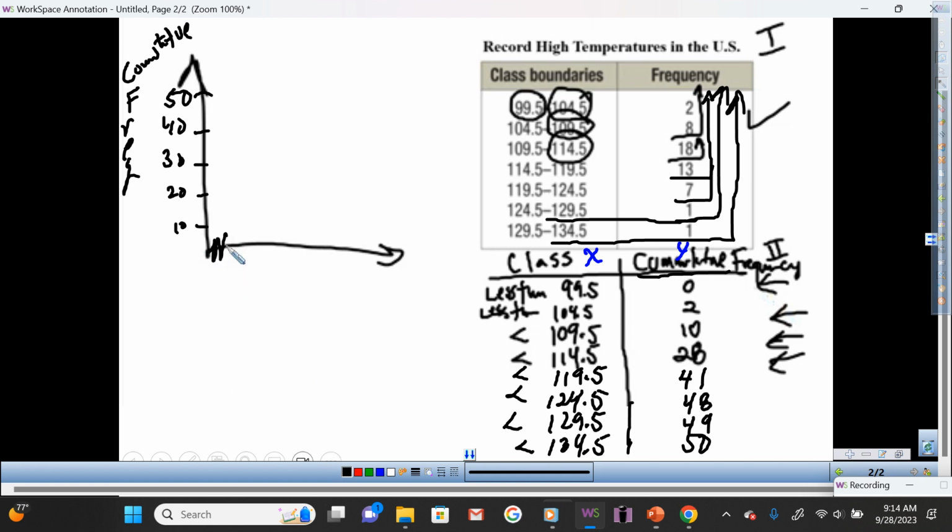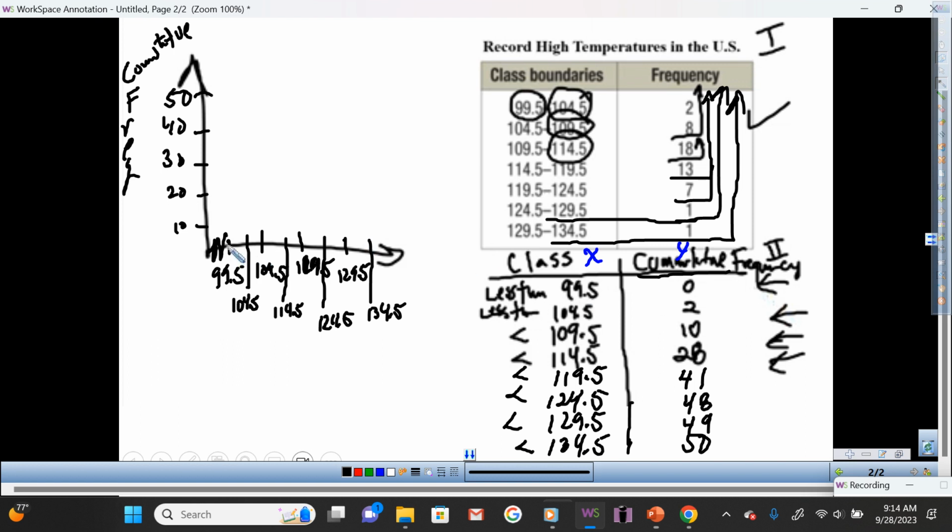And over here again, we go 99.5, 104.5, 109.5, 114.5, 119.5, 124.5, 129.5, and 134.5.